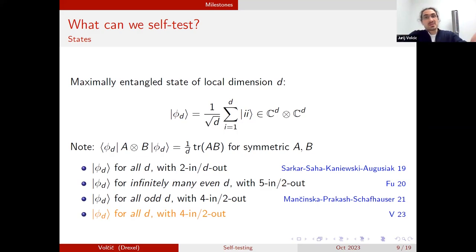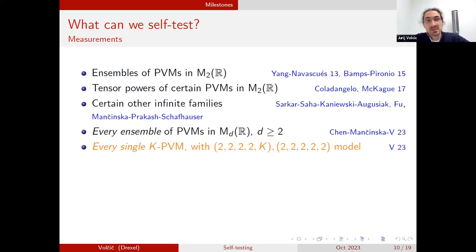Okay, so that's what I'll say about the maximally entangled states. I'm also going to say something a little bit about measurements. With measurements, it's been a little less known. But again, first it was shown that all ensembles, like if you give me a bunch of PVMs, two-dimensional PVMs on a two-dimensional real space, I'm not going to go into details why real, but we can discuss that at the end, can be self-tested.